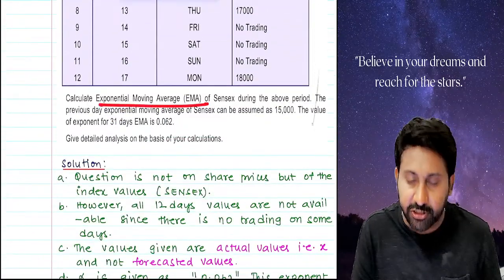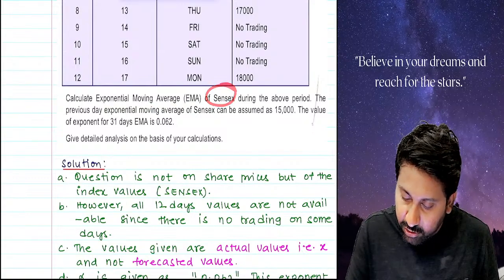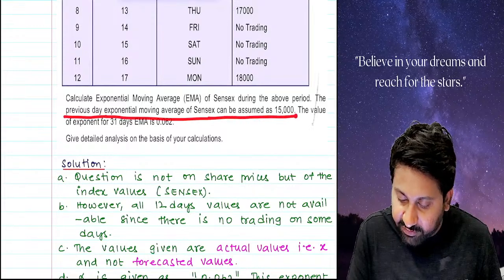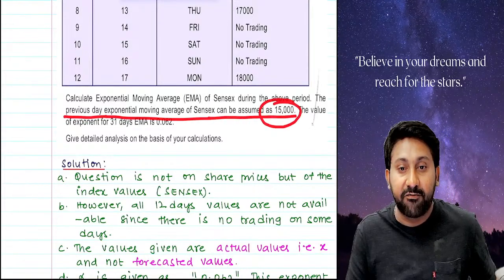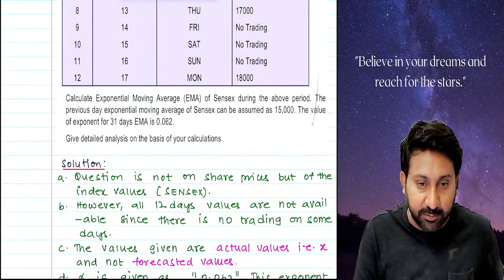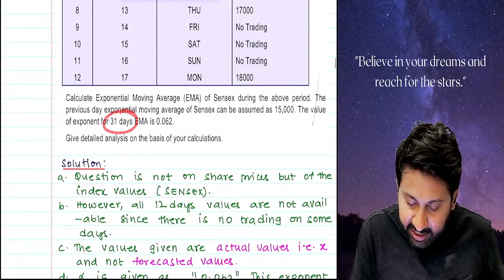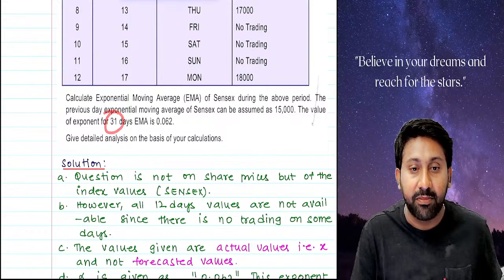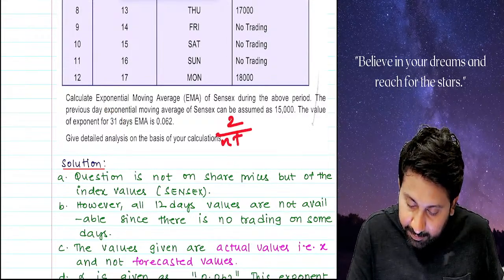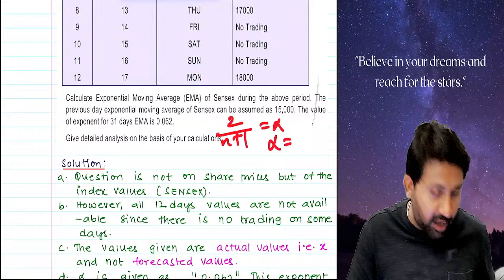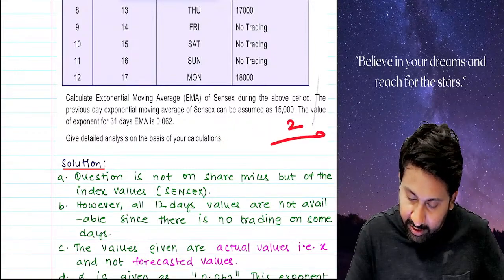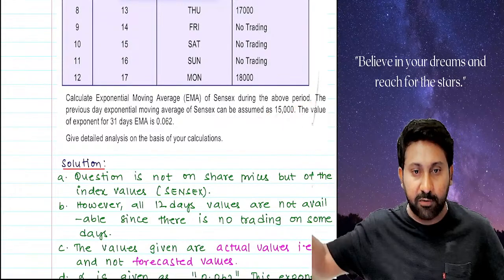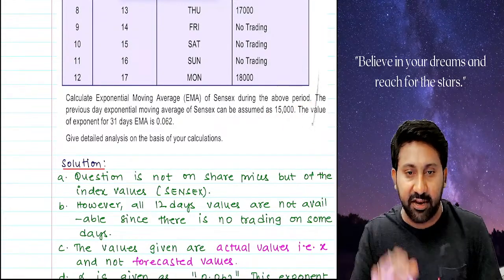Calculate the exponential moving average of the Sensex during the above period. The previous day exponential moving average of the Sensex can be assumed as 15,000. The value of the exponent for 31 days EMA is 0.062. What is this 31? 31 is n. 2 by n plus 1 is the formula for alpha. Alpha equals 2 by 32, which is equal to 0.0625. They have taken 0.062. Okay. This is the information given.